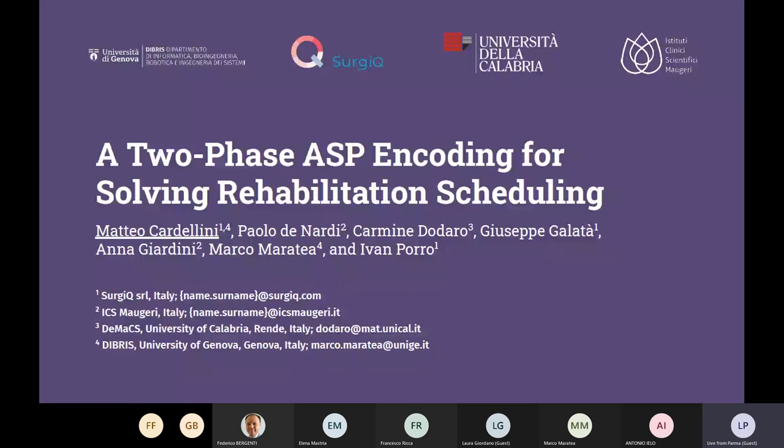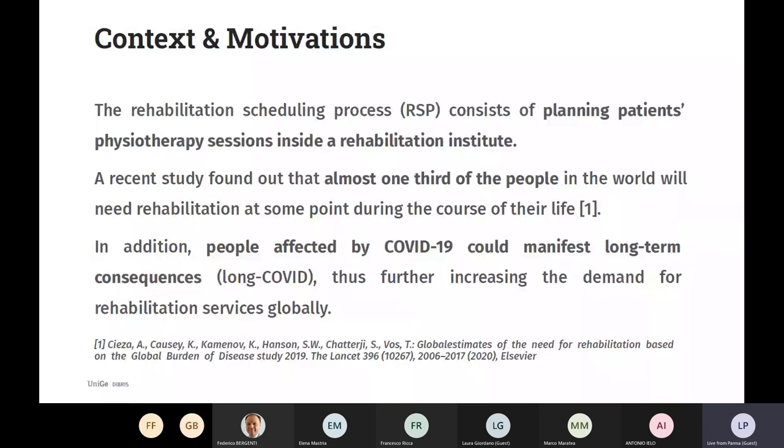So the rehabilitation scheduling process consists of planning patient physiotherapy sessions inside the rehabilitation institute. And a recent study found out that sooner or later, one third of the people in the world will need rehabilitation because the lifespan is increasing. And so it's becoming more and more important, especially now in this historic period. With people affected by COVID-19, we have seen that there is a condition called long COVID that has consequences that need rehabilitation sessions. And so the demand is increasing globally.